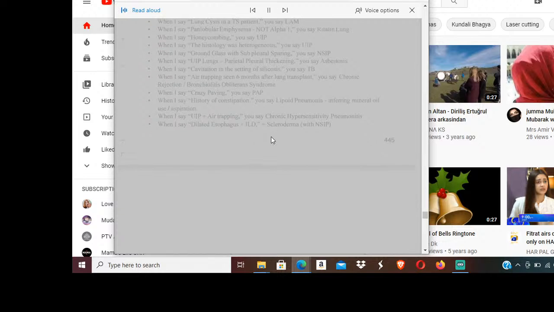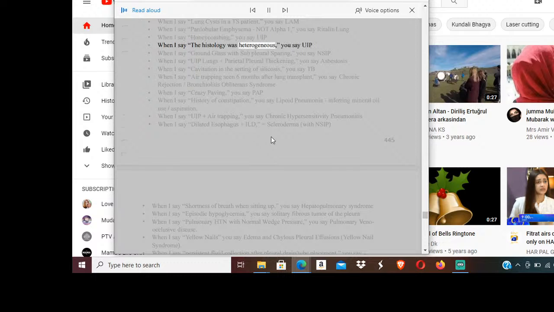When I say lung cysts in a TS patient, you say LAM. When I say panlobular emphysema, not alpha-1, you say Ritalin lung. When I say honeycombing, you say UIP. When I say the histology was heterogeneous, you say UIP. When I say ground glass with subpleural sparing, you say NSIP. When I say UIP lungs and parietal pleural thickening, you say asbestosis.